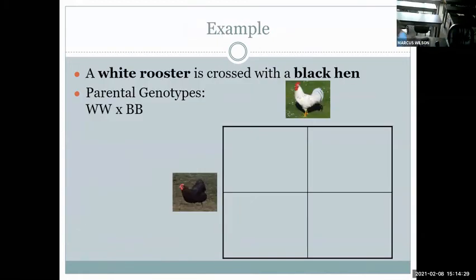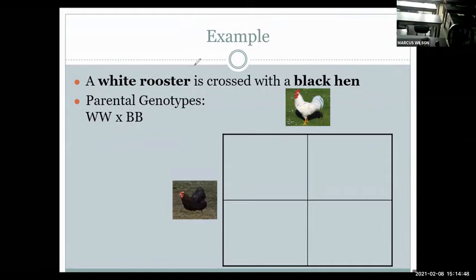So how will we do a codominance problem? Well, we do it exactly the same way as an incomplete dominance problem, right? So again, I don't know if you call them chickens or roosters, I don't know what you want to call them. I'm just going to call them chickens. But I have a white chicken and a black chicken. So big W would probably go with what color?